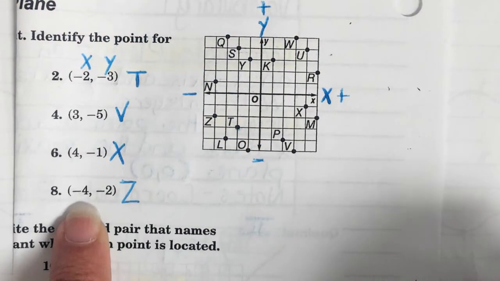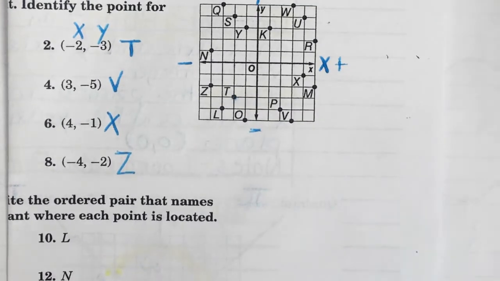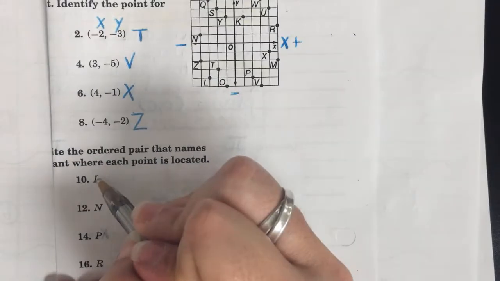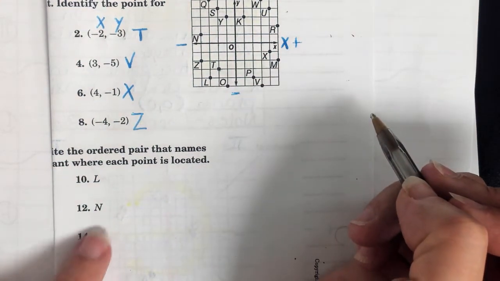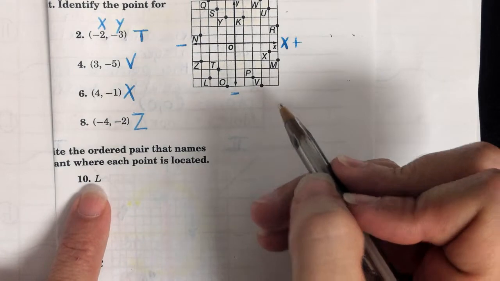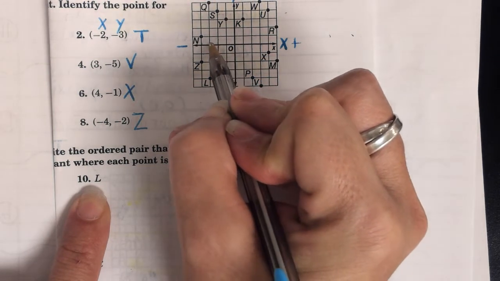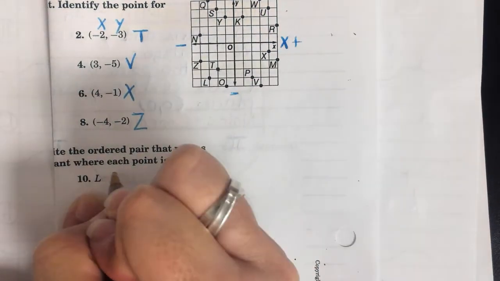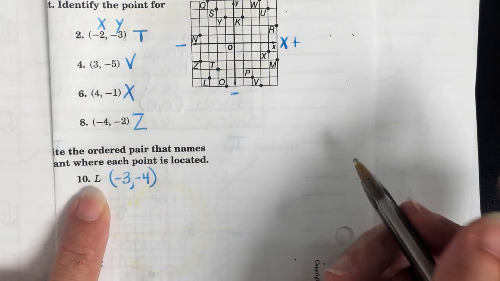Okay, so that's the first section, labeling points. Okay, the next section, you actually use the same grid, the same coordinate plane up there, but you are now telling me where is it at, what is its name, what is its ordered pair. So like, I find L. L is right here. So I'm thinking negatives. I got to count them. 1, 2, 3. So it's negative 3. And how far down? 1, 2, 3, 4. So negative 4. So it's negative 3, comma, negative 4. That is its ordered pair, or you could call it like its first and last name.